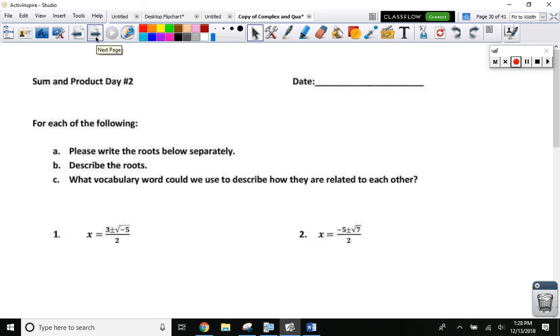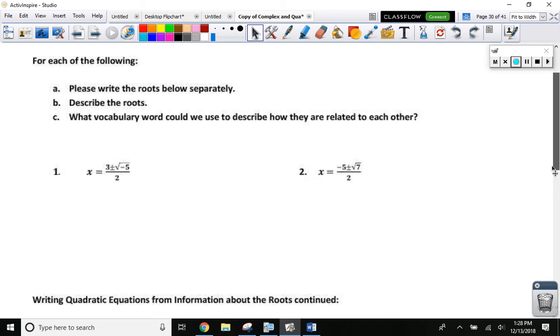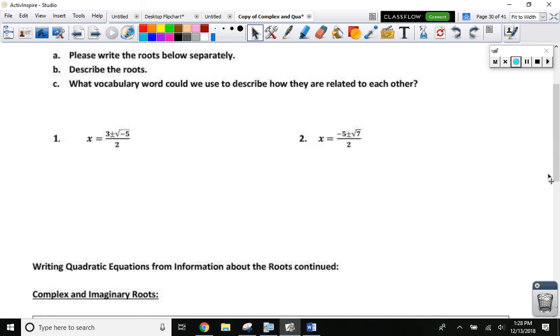So today should be pretty easy, actually, if you're good on everything from yesterday. We're going to extend sum and product just a tiny bit further. We're just going to look at the irrational and imaginary roots and how that's going to help us. So part A, we want to write these roots below separately.